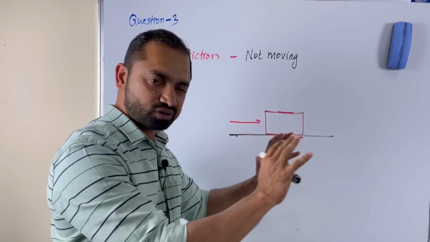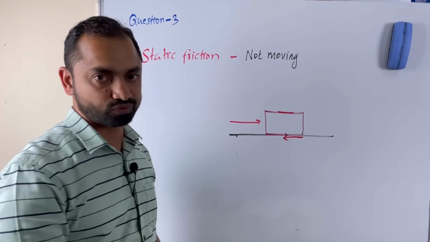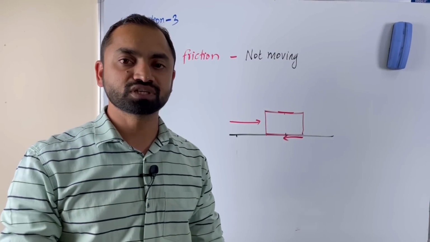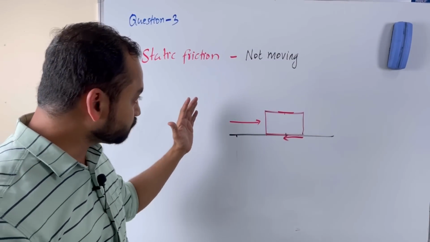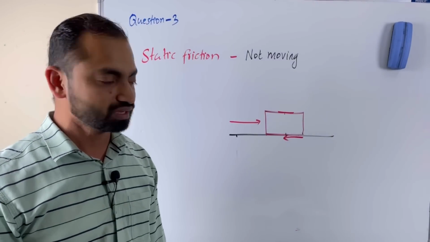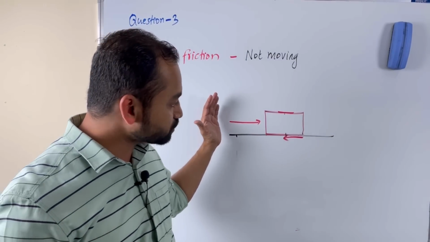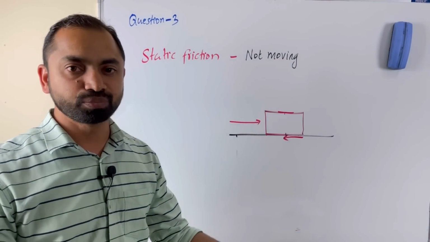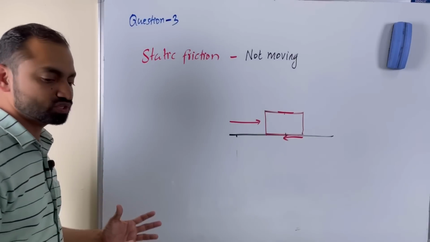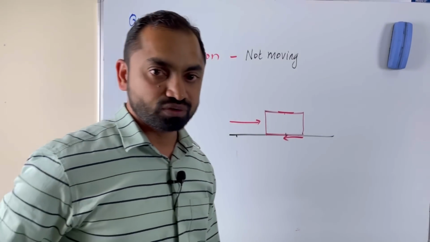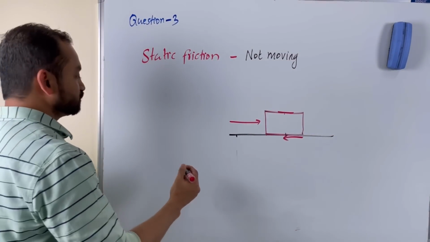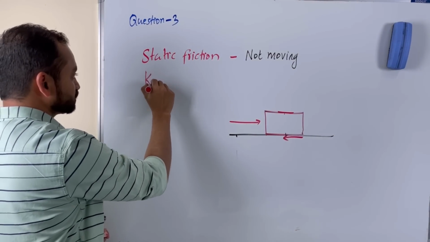Still, you are pushing harder, meaning you are increasing your force, but static friction has a limit, a maximum value. If the applied force, your pushing force, is greater than the maximum value, then the box will start moving. When the box starts moving, the friction is still acting, and that friction is called kinetic friction. The frictional force acting when the object is moving is called kinetic friction.